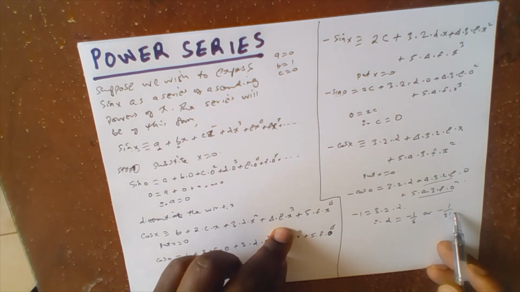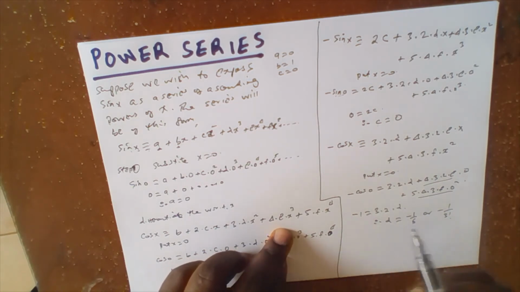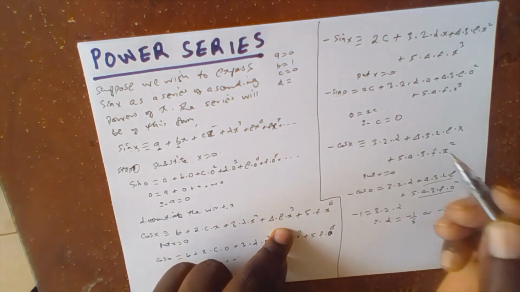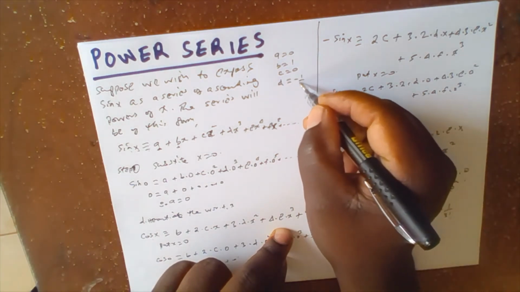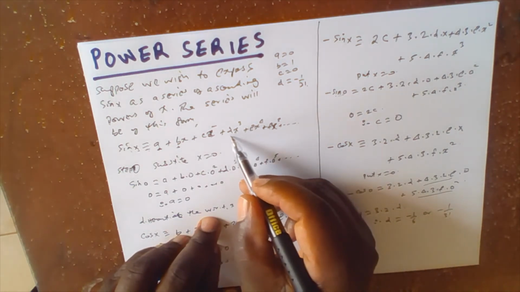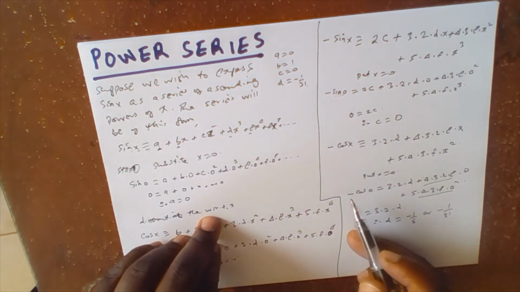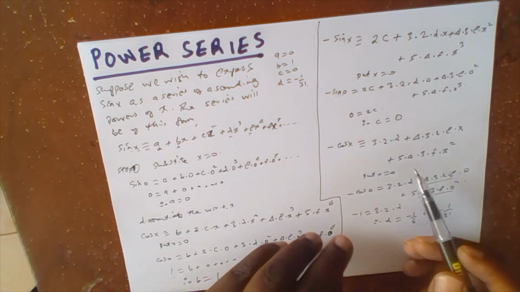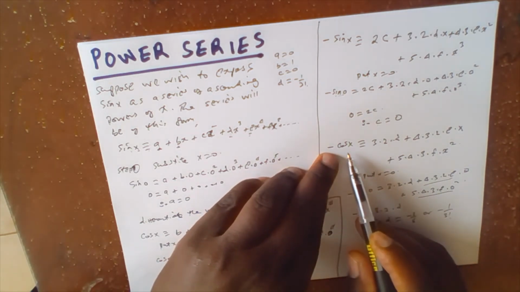So once we have done this, we have the value of d equals to negative 1 all over 3 factorial. So we have the value of d. We can also get the value of e. How do we get the value of e? We differentiate this equation again.